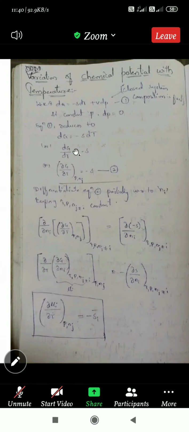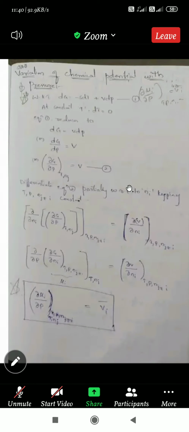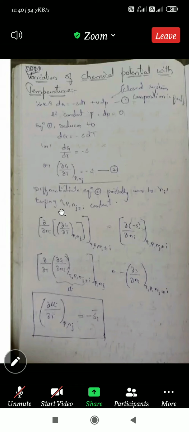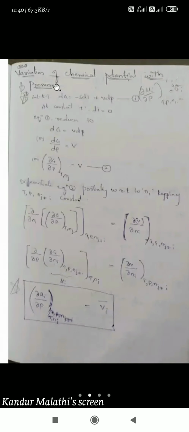You get V. Now to this equation you differentiate partially with respect to Ni, keeping temperature, pressure and Nj constant. So here, when you are varying with respect to pressure, keep temperature constant, dT will be 0. What do you get? dG equal to VdP, or dG by dP equal to V, or dou G by dou P at constant Nj equal to V.